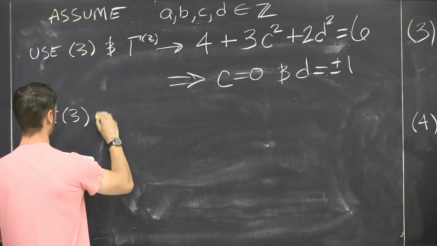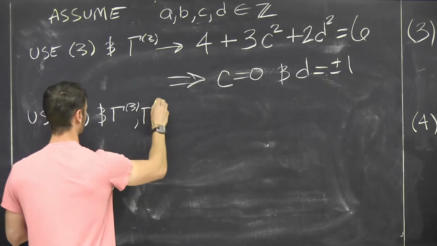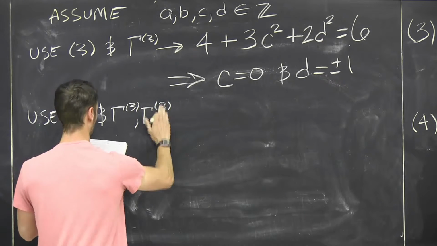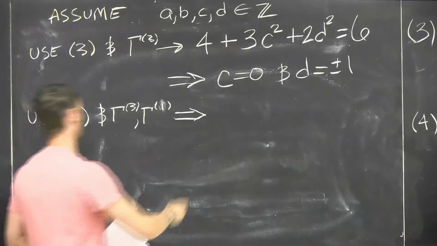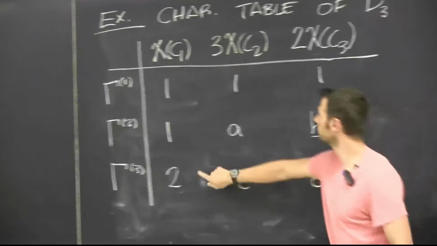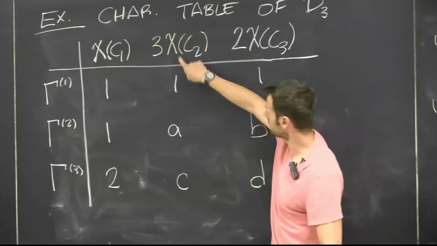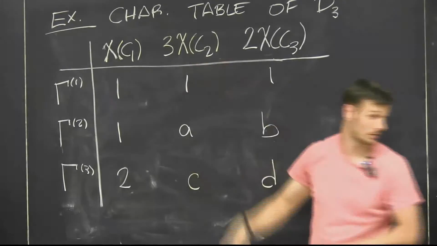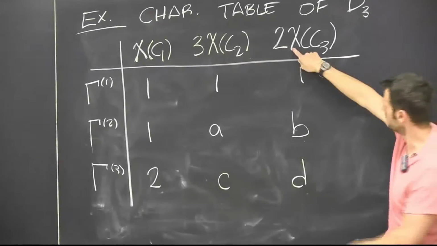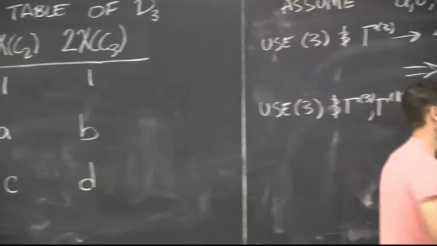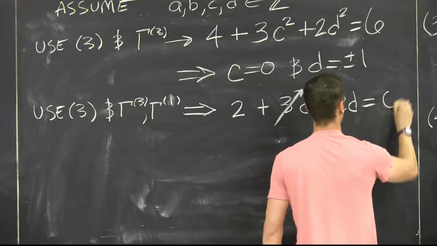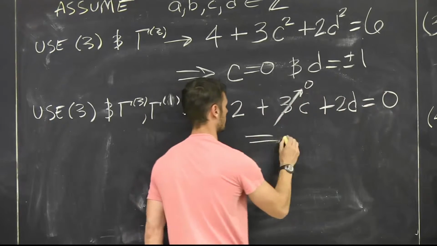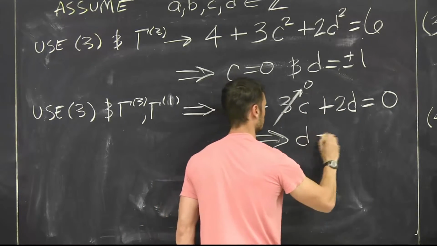So now I can use rule 3 again, and then I'll use these 2 rows. Rule 3 except with this row and that row. And so in that case, I would get 2 times 1 plus 3 times c plus 2 times 1 times d, so 2 times d. This is 0 because I found c is 0, and this has to equal 0. So from this, you can easily see that d is equal to minus 1.